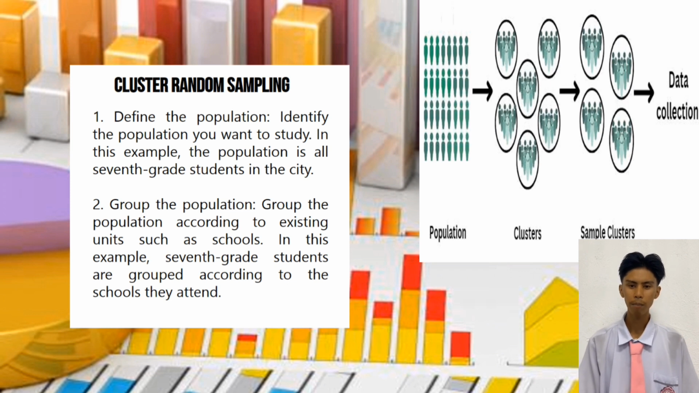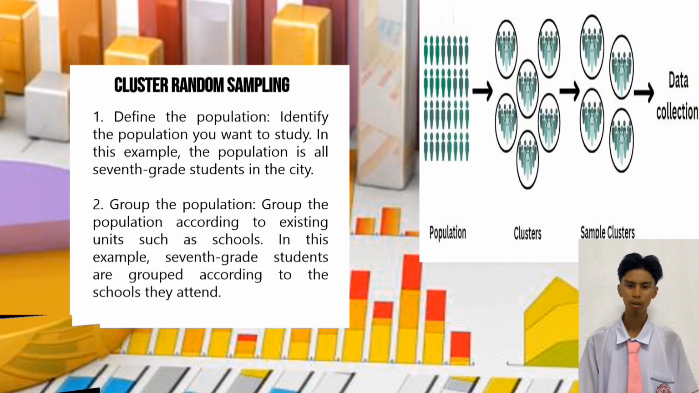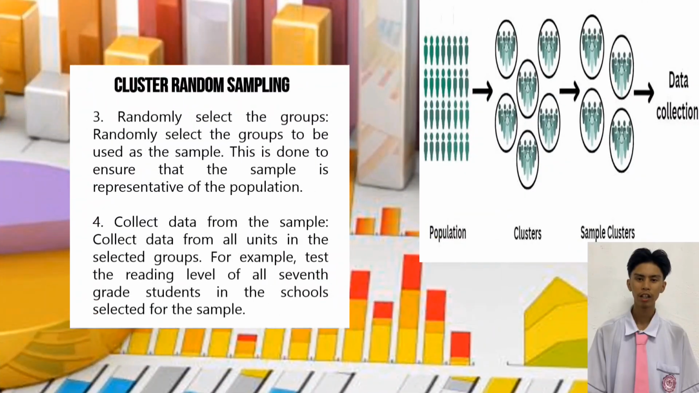Second, group the population. Group the populations according to existing units such as schools. In this example, 7th grade students are grouped according to the schools they attend. Third, randomly select the groups. Randomly select the groups to be used as the sample. This is done to ensure that the sample is representative of the population.